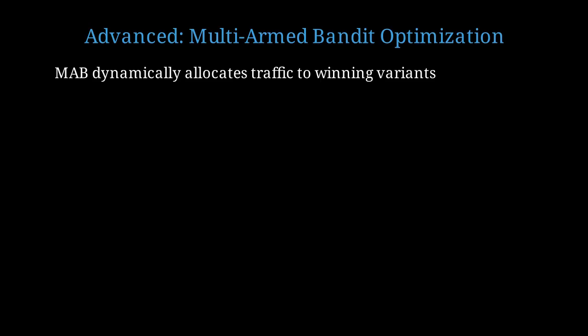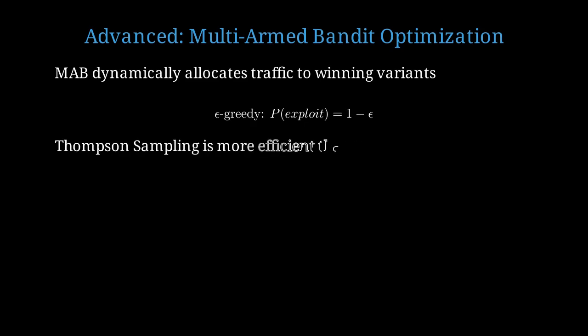For advanced practitioners, consider multi-armed bandit optimization instead of fixed weekly A/B tests. Multi-armed bandit algorithms dynamically allocate more traffic to winning variants during the test. This increases overall conversion while simultaneously testing. Epsilon greedy strategy: with probability 1 minus epsilon, choose the best performing variant. With probability epsilon, choose randomly to explore other options. Thompson sampling is generally more efficient than epsilon greedy. It uses Bayesian updating to balance exploration and exploitation optimally.